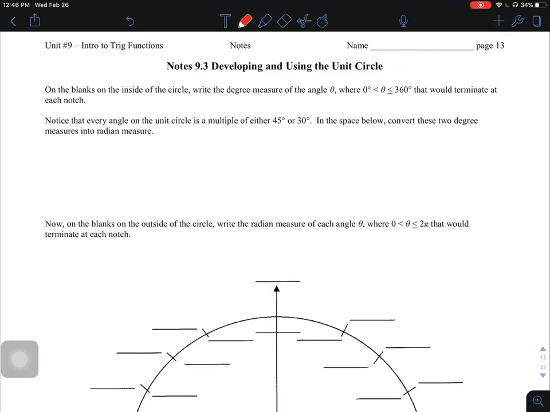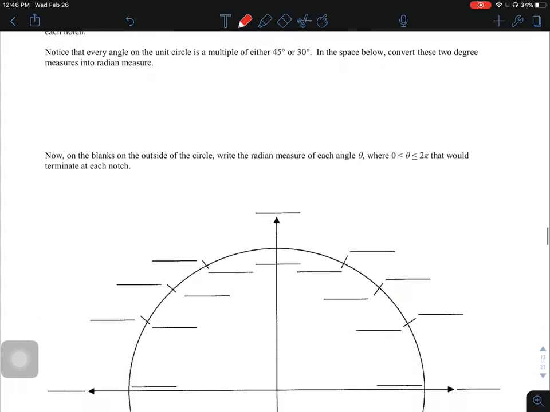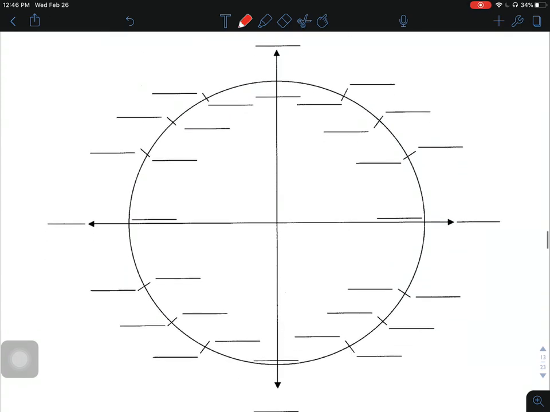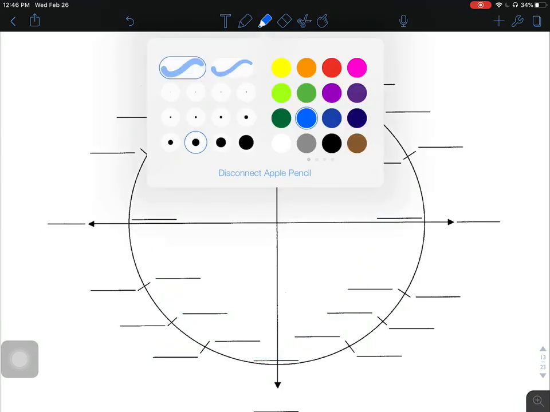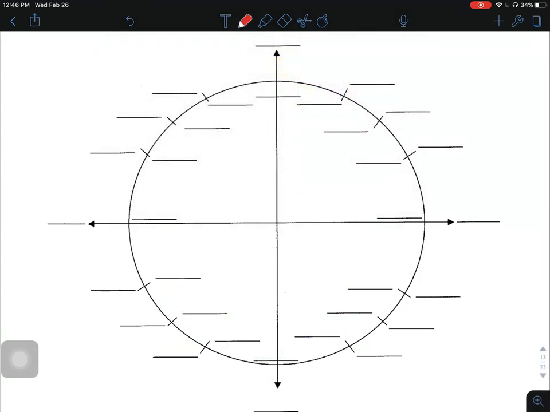This is pre-AP pre-calculus, note section 9.3, developing and using the unit circle. What the directions are telling us to do is, on all these inside blanks, label this circle counting by 30 degrees and counting by 45 degrees. We are going to call the positive x-axis 0 degrees. A complete revolution is 360 degrees.